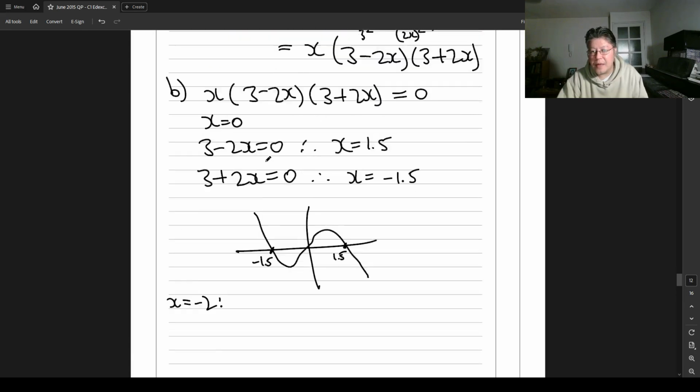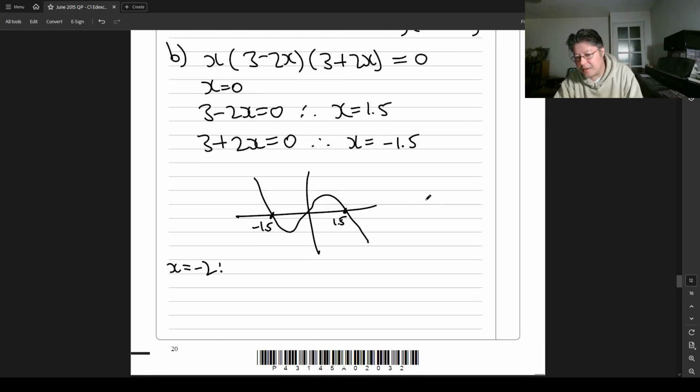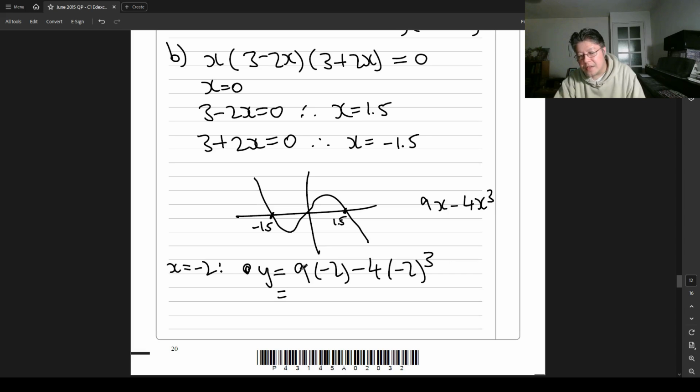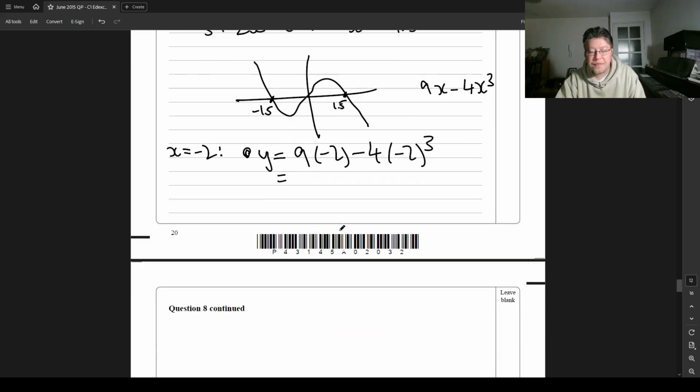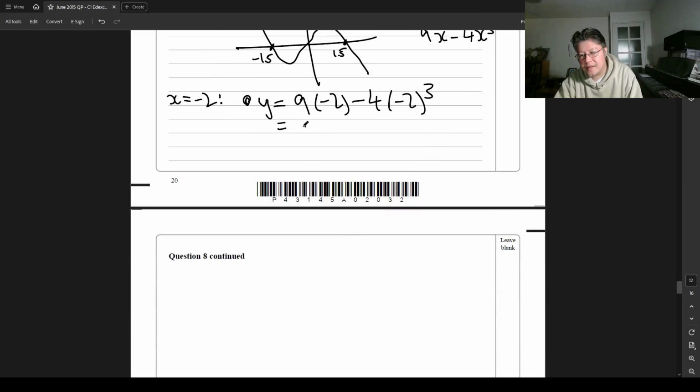So that's 9x minus 4x cubed. I'll just write it over here. So let's just substitute minus 2 into there. We end up with y equals 9 times minus 2, minus 4 times minus 2 cubed. So that's minus 18, minus, this is a minus 8 times minus 4 is positive 32. So that equals 14.